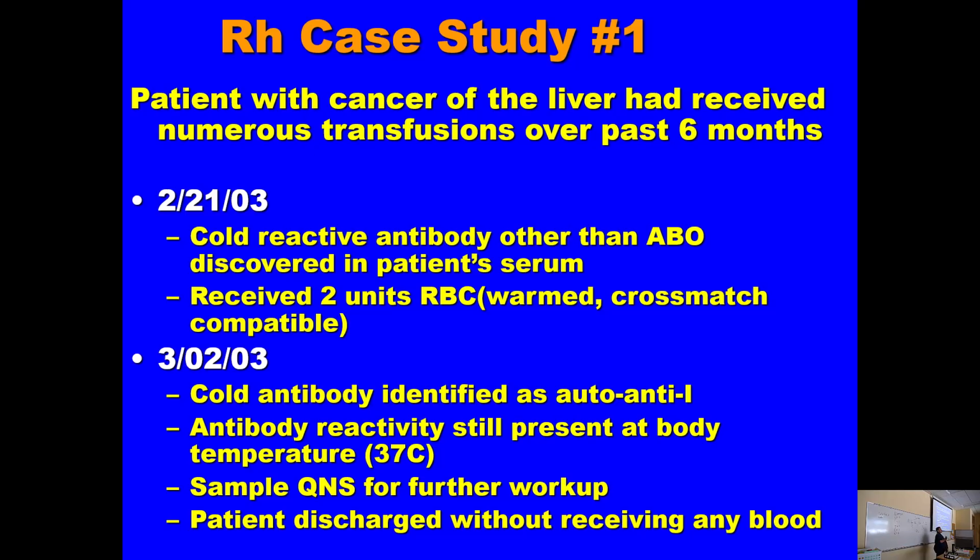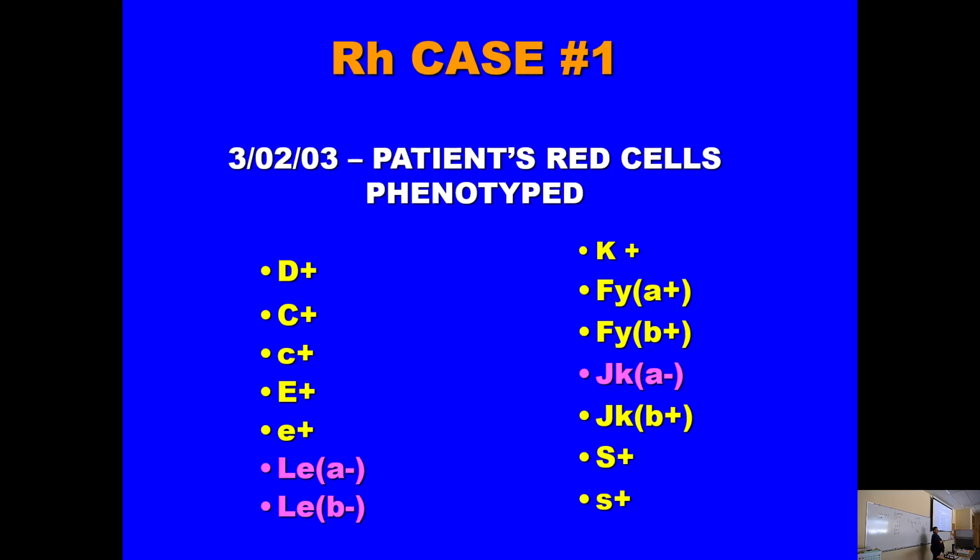We'll get into all of this when we get into autoimmune lectures. Sample was QNS, quantity not sufficient. There's actually a Latin version of that, but quantity not sufficient for further workup. And so the patient was discharged without receiving any blood. That happens a lot. You'd be amazed how much you work on things. You work on these big things and they get sent home without even getting the blood you worked on.